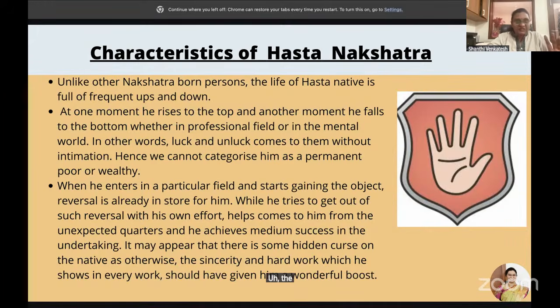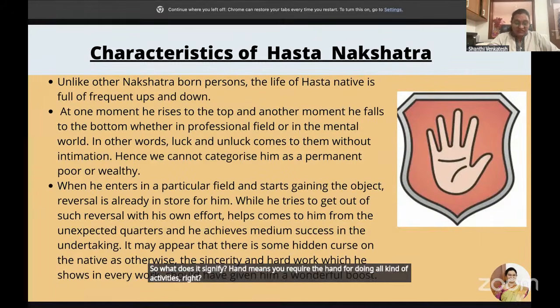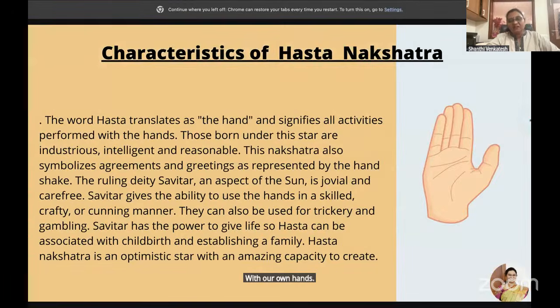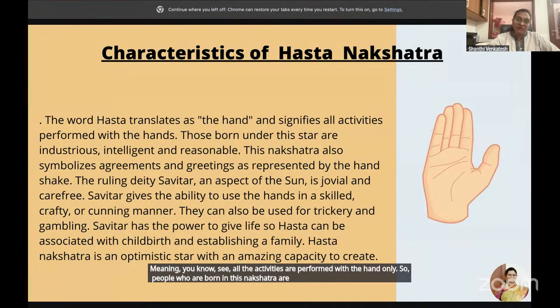And the word hasta means hand. So what does it signify? Hand means you require the hand for doing all kinds of activities, right? So this signifies skill, craftsmanship, control, ability to create. Only with your hand you can create things, right? And the power to accomplish things with our own hands. That is the meaning. See, all the activities are performed with the hand only. So people who are born in this nakshatra are very, very hardworking, intelligent people.